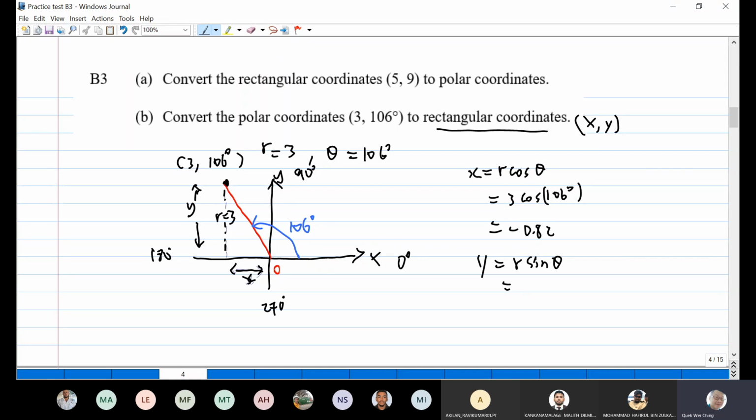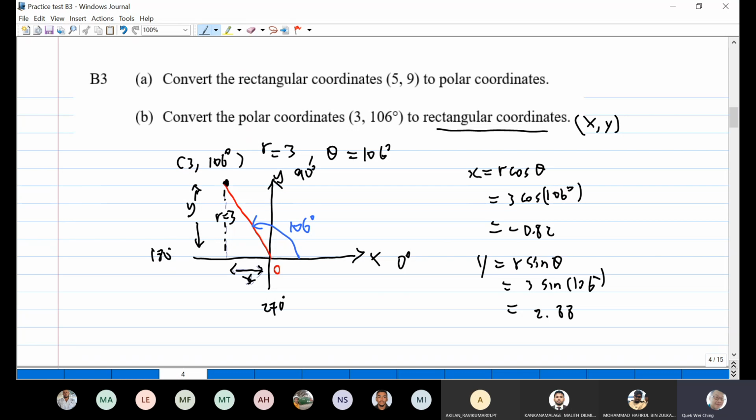The diagram is not necessary, but you can confirm your answer easily whether your answer is correct or not. If you get a different answer, it's not supposed to be. For example, y is positive now. So multiply out 3 times sine 106 now. And you get 2.88 as expected, positive.